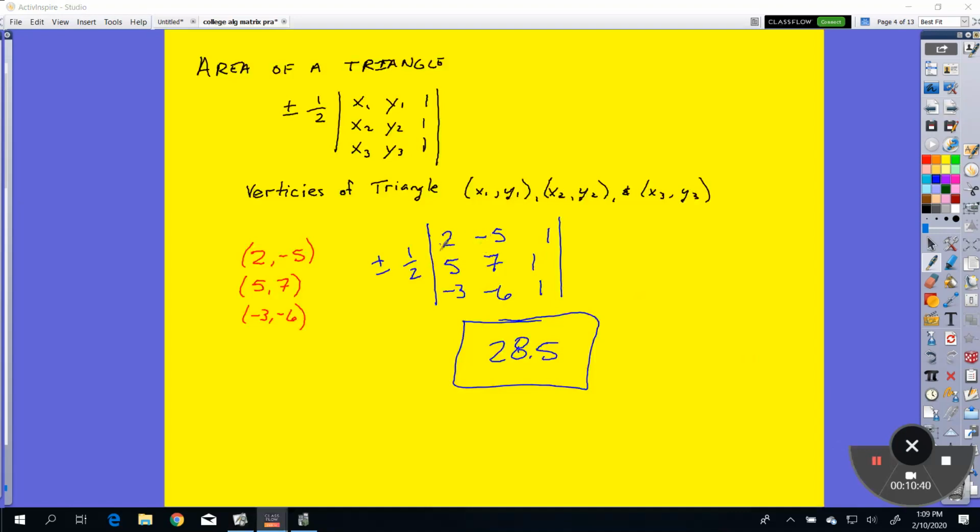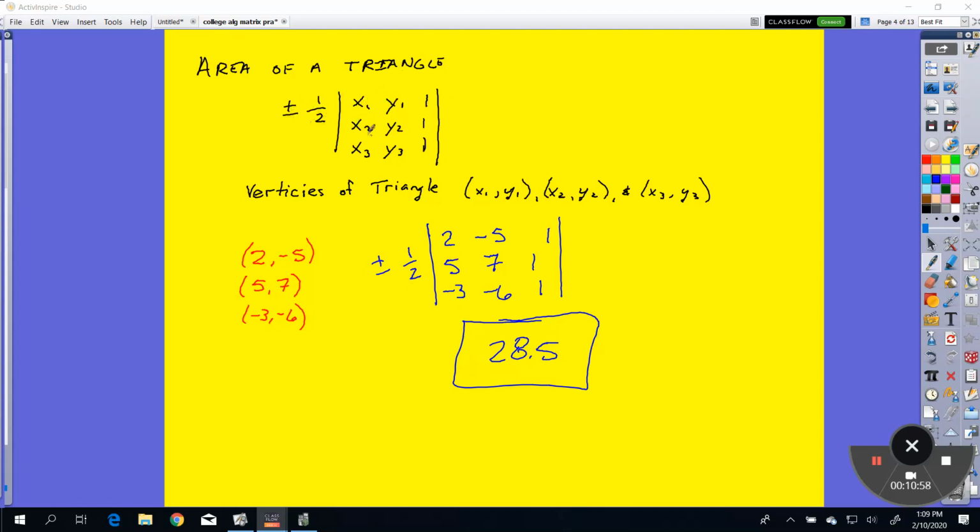So the area of a triangle is given by this formula, plus or minus 1/2. The plus or minus is just to make sure it comes out positive. Okay, so if it needs to be negative, you make the determinant negative. You make this negative to make it positive. Negative times negative. Whatever you need to do to make your answer come out positive.